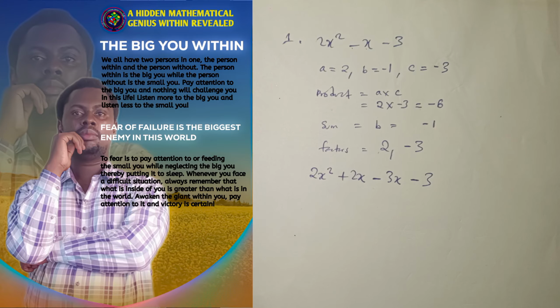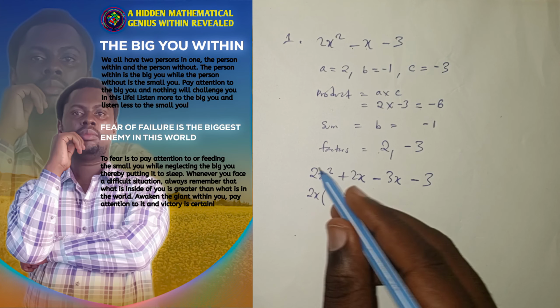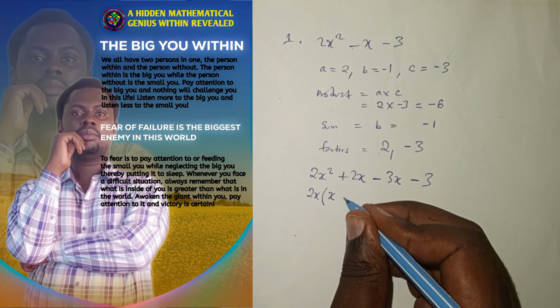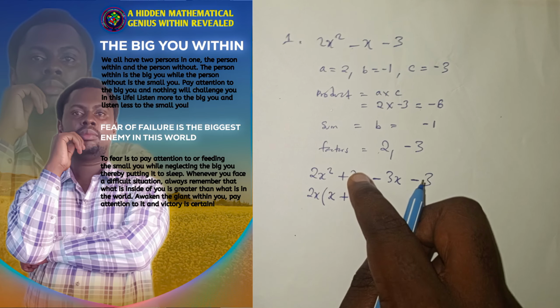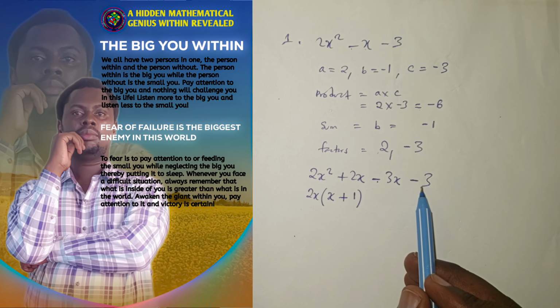Yes, 2x is common, because we know that 2x can go in 2x squared. So we divide out 2x. So 2 and 2 cancel out. The x in x squared remains with the x. Plus, what is 2x divided by 2x? Yes, 1.